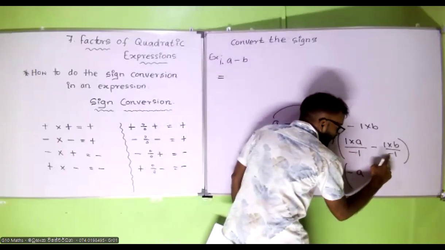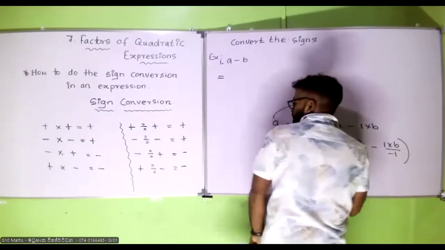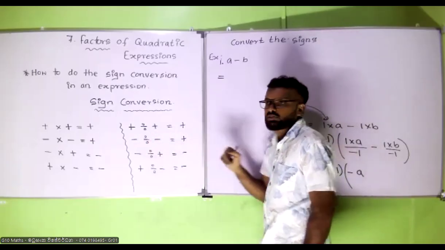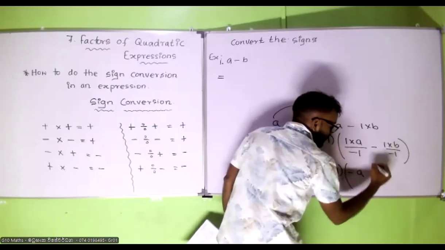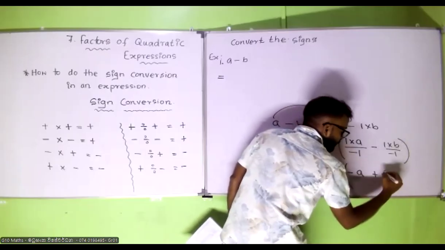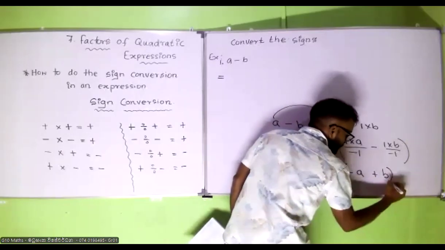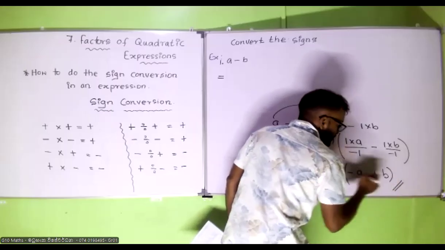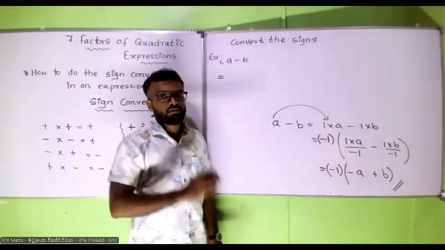Negative divide by negative. What is the final answer? Negative divide by negative, the sign is positive. I am converting this negative sign into a positive sign so that I have positive. So this is how we are going to do the sign conversion. And this is the logic.